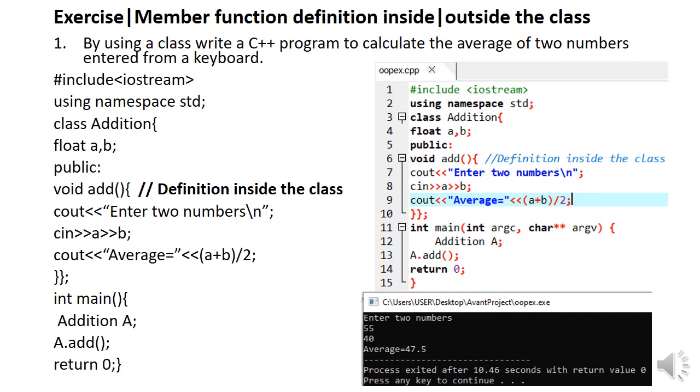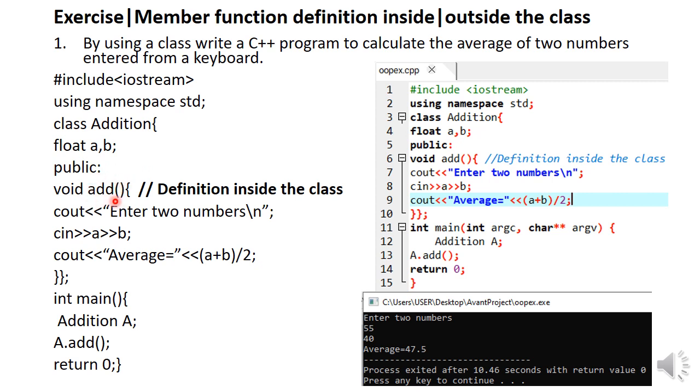So here we have an exercise, and within this exercise we want to define a member function of a class inside a class and outside of a class. Exercise: by using a class, write a C++ program to calculate the average of 2 numbers entered from the keyboard. So we start by defining a class. My class is called Addition, and this class has both data members and member functions. The class data members are private, and we have to declare 2 data members. Here I have float A, B, and each statement is ended by a semicolon.